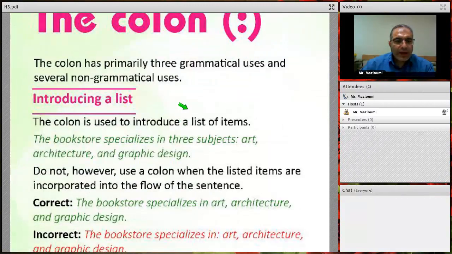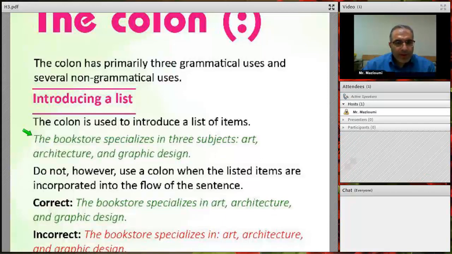So, the first grammatical use of colon, guys, is to introduce a list. When we have a list in our sentence, and we'd like to introduce a list, we use the colon. So, introducing a list, mentioning a list. The colon is used to introduce a list of items. Whenever there is a list, we use the colon. Check the example out, please.